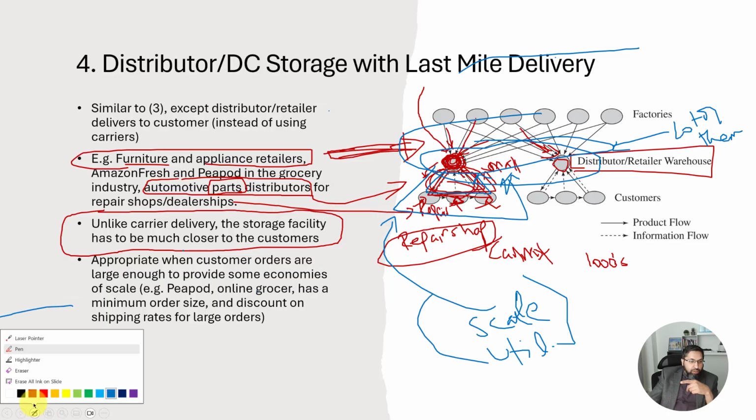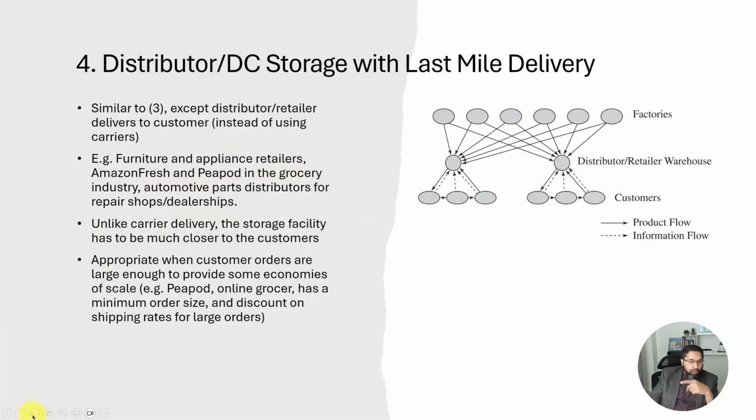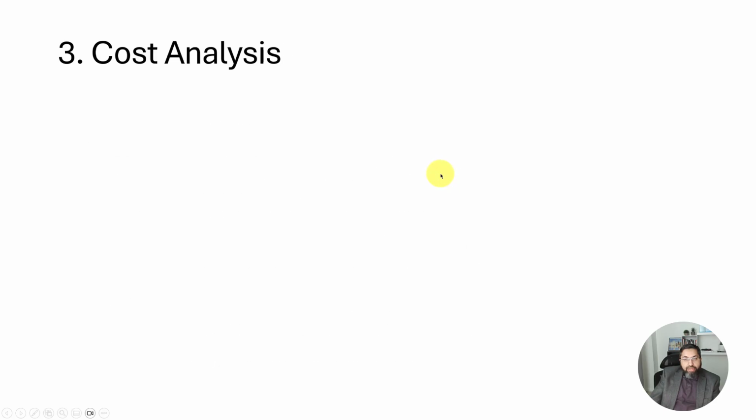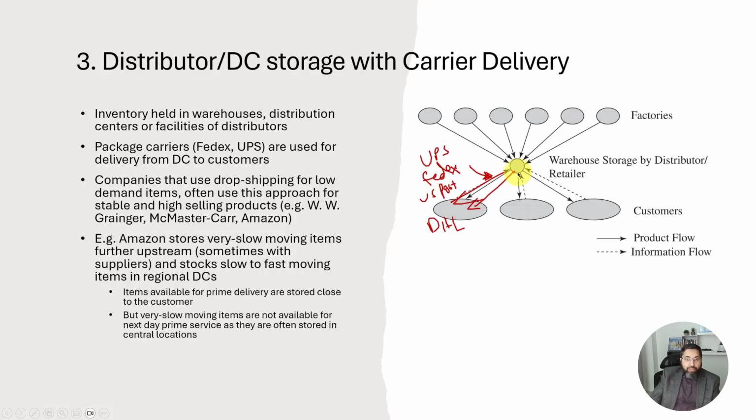Okay, so Amazon may do number 4 for Prime delivery items, for items available on Amazon Prime. Okay, and Amazon may do this for slow moving items.